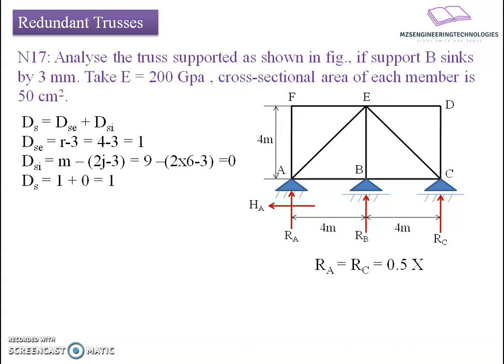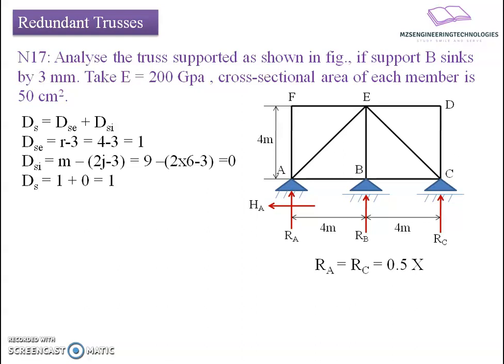So here DSE, if you want to find it, will be R minus 3, that is, the unknown reactive forces minus the available, or usable, equilibrium equations. In case of a coplanar force system, we have 3, and we get reactive forces of 4: 2 at end A, 1 at end B, and 1 at end C. So we have 4 minus 3 equals 1.